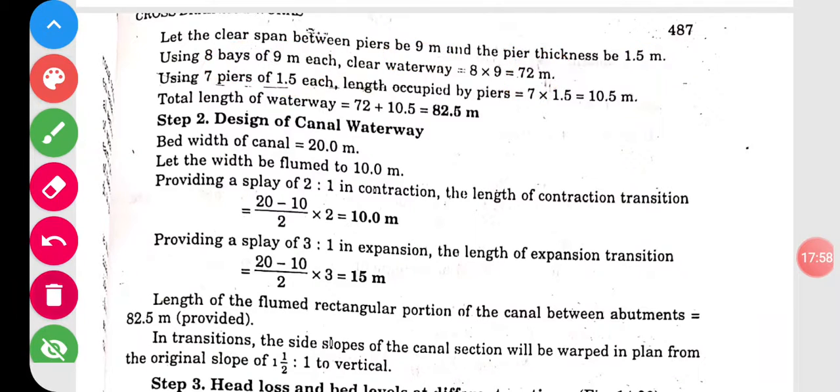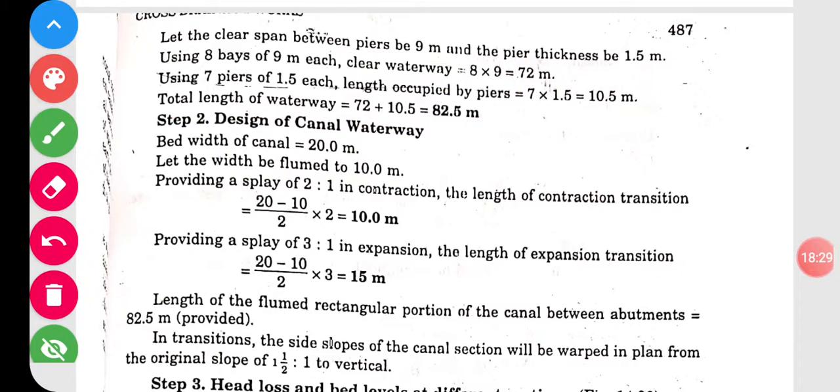Similarly, using 7 piers of 1.5 meter each, the length occupied by the piers is 7 into 1.5, that will be 10.5 meter. Now we have to add this 72 and 10.5. So the total waterway is given here, that is 82.5. This is the standard procedure to calculate waterway.